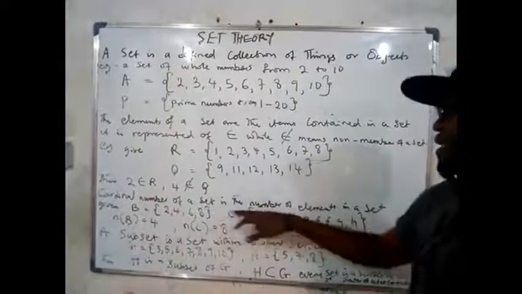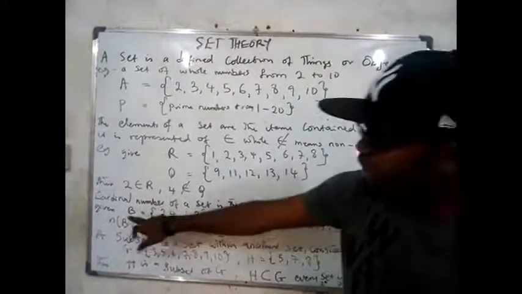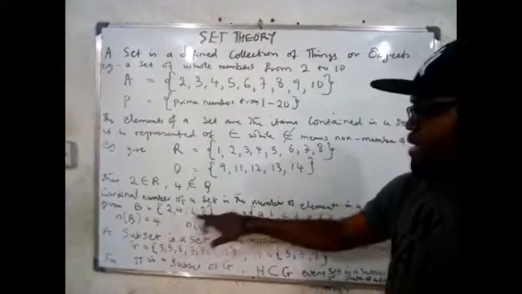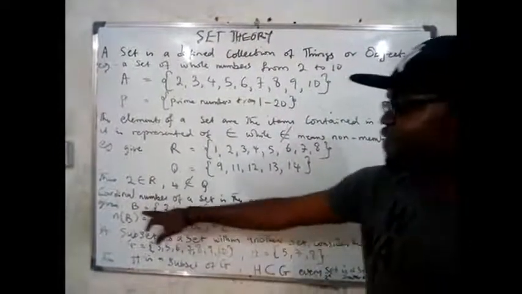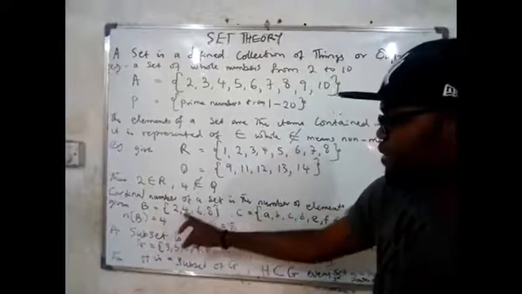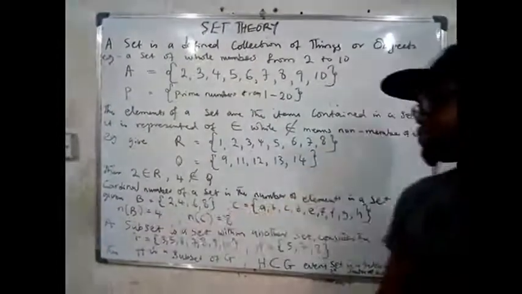Cardinal number of a set is the number of elements in a set. So if you come, say this set B, having this collection 2, 4, 6, 8, you can say that the cardinal of this set B is 4, because the number of elements are 4. 1, 2, 3, 4. So cardinal of B is equal to 4.